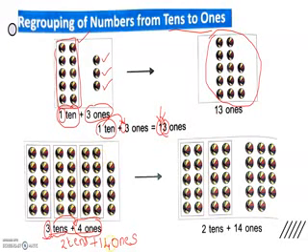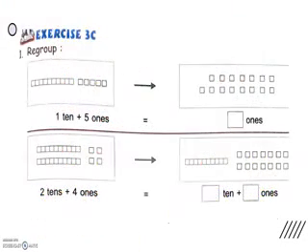2 tens plus 14 ones. Now we can do some exercise. Exercise 3C, regroup. Here we can see 1 ten and 5 ones. You have to regroup from the tens group to the ones group. Here we have only 1 ten in the tens group.